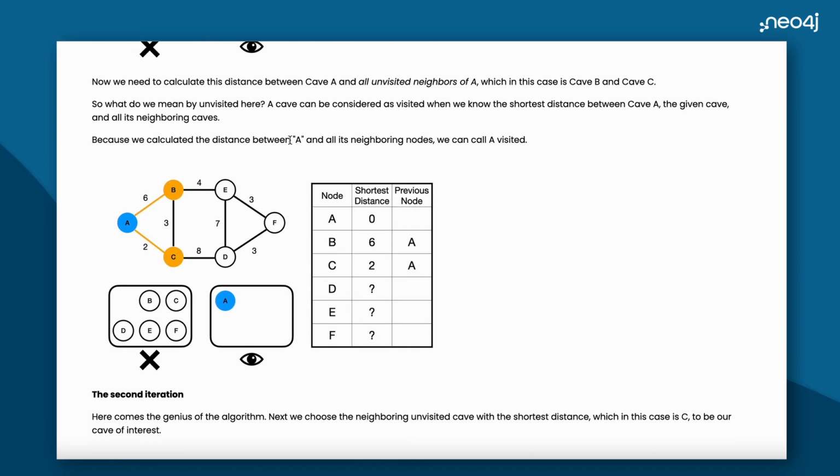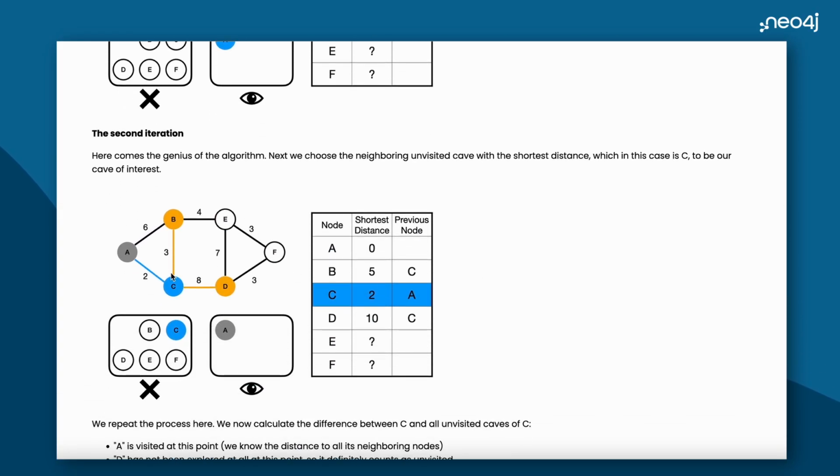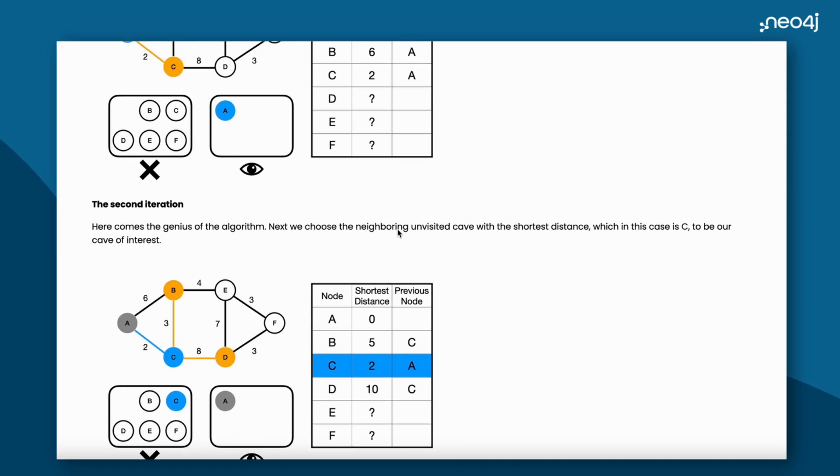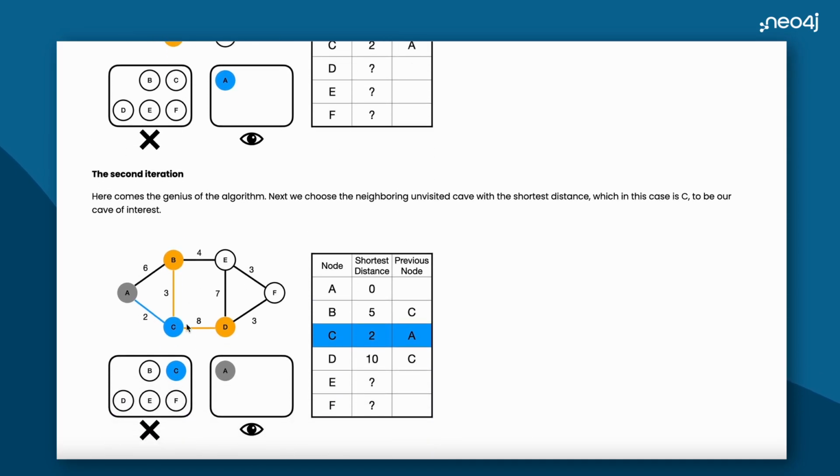Then we'll start looking at its neighboring nodes. So the distance between A and C is 2, and the distance between A and B is 6. So we'll update our table here. Next, we'll go to C because it's the shortest node, and we'll see what's the distance from the nodes neighboring C back to A. So from B to A, it's either 6 or 5. So we'll update this to 5 from 6. And from D, it'll be 10.